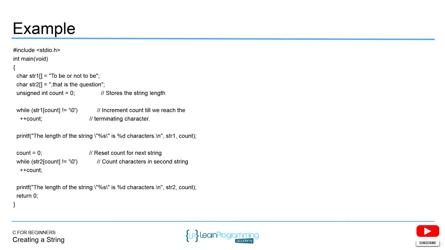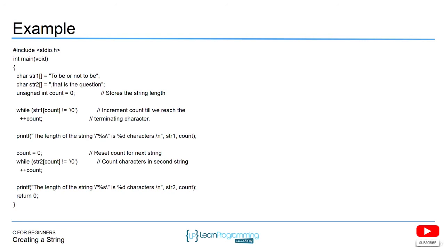This program is going to count the characters in an array. So it's essentially going to get the length of the string. What we're doing here is we're creating a variable named count and two character arrays with two different strings, to be or not to be, and then, that is the question. Char str1 is going to have a null terminator after b, and str2 is going to have a null terminator after question. So we have a loop here that's going to go through the first array from count equals 0 all the way until we see a null terminator.